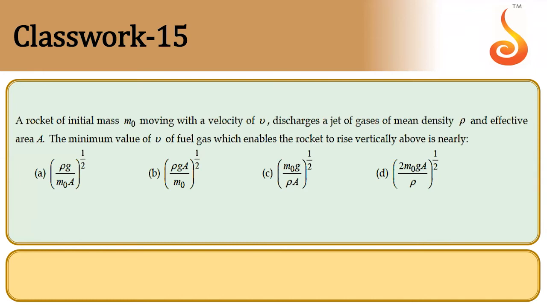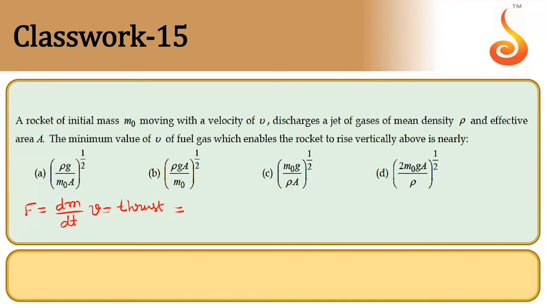So it's a rocket case. So it's a system of variable mass. So the force on a rocket, we know that it is dm by dt into v. This is the thrust force, right? So this is called thrust. Now what is dm by dt?